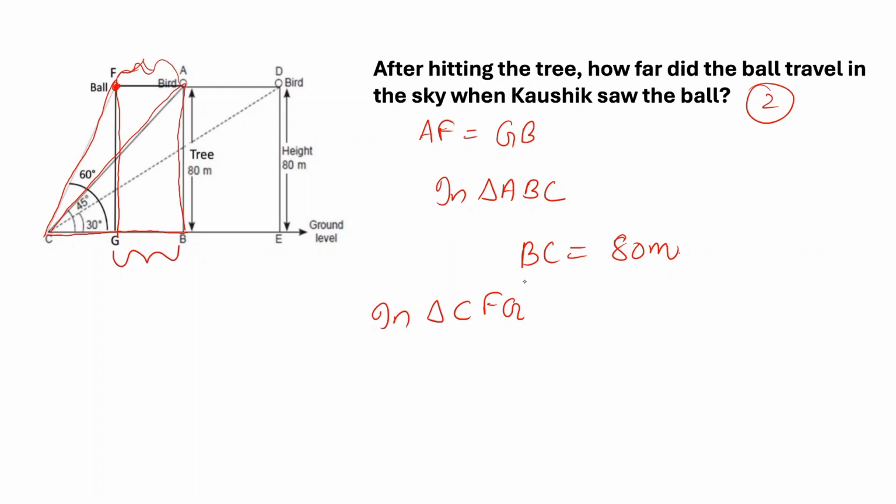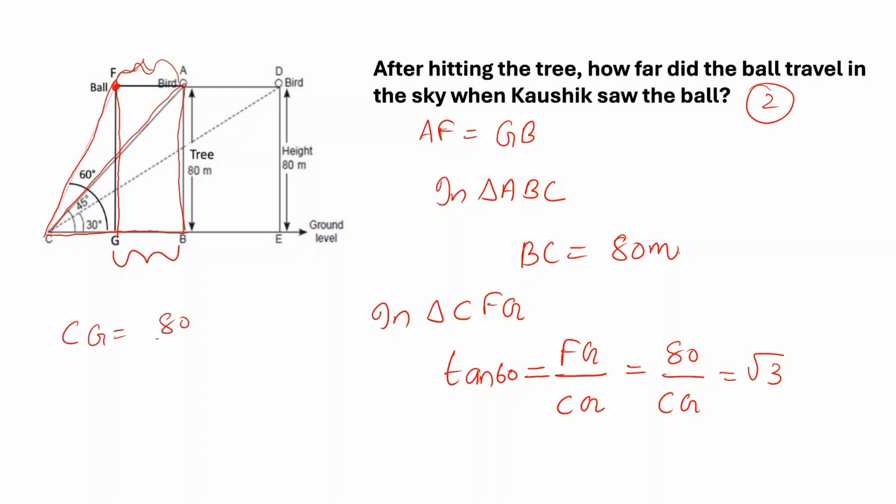In CFG, tan 60 equals opposite side by adjacent side, FG divided by CG. Okay, FG divided by CG, what happens? AT divided by CG equals tan 60, which is root 3. So CG equals AT divided by root 3.